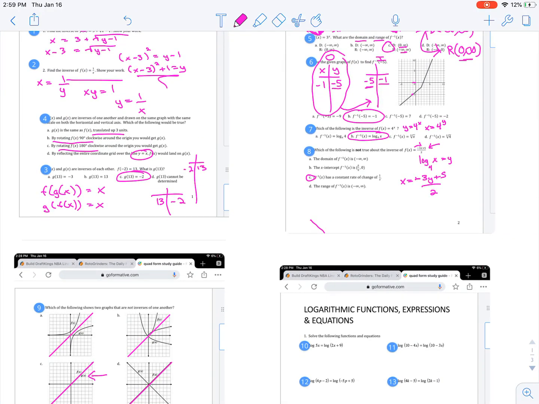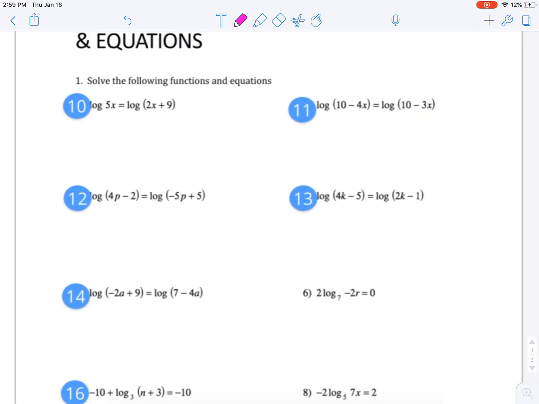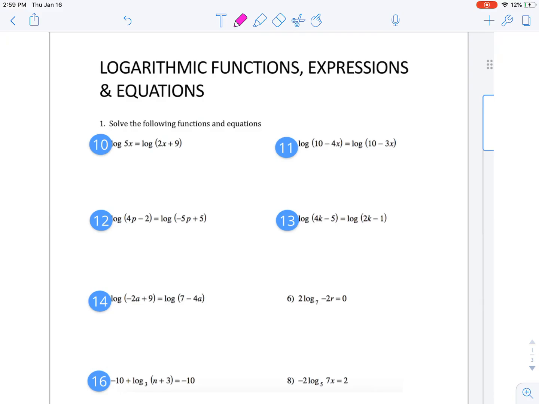Okay, video 2. So here's what we've done so far. We did those 3 pages there. These 2 are kind of reversed. Let's go to page 4, logarithms.